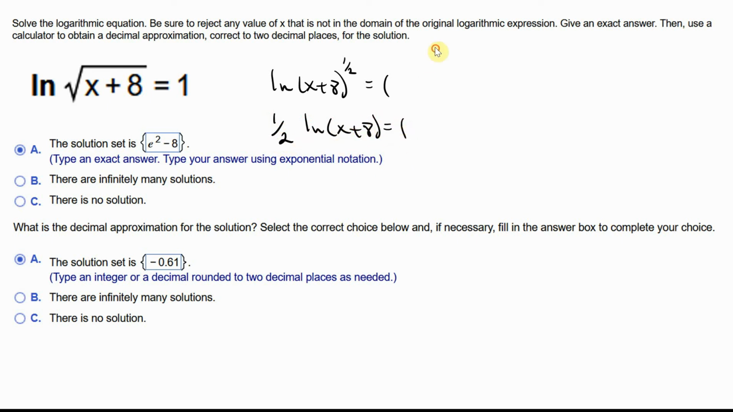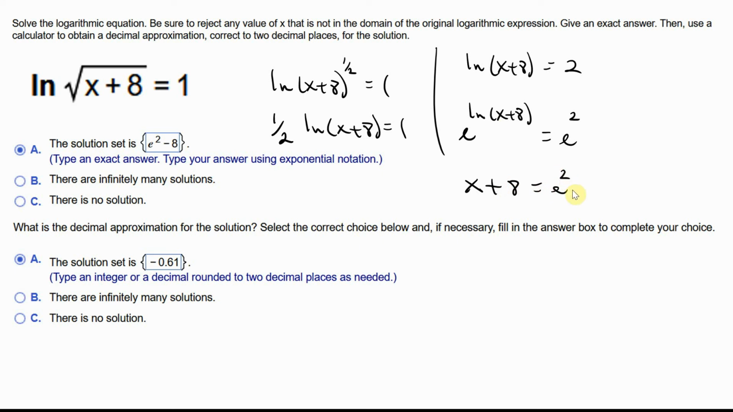Multiply 2 on both sides, so we get the natural log of x plus 8 is equal to 2. Exponentiate both sides. It's natural log, so we do the inverse. So we have e to the natural log of x plus 8 is equal to e to the second. Since e and natural log are inverse, all I have left on the left side is the identity term, which is x plus 8. That's equal to e to the second.